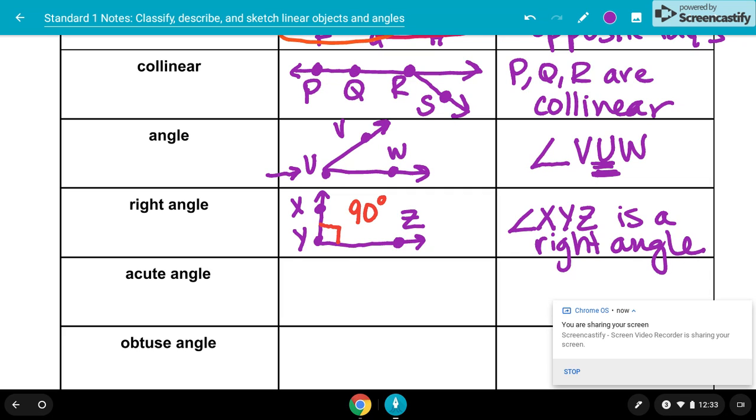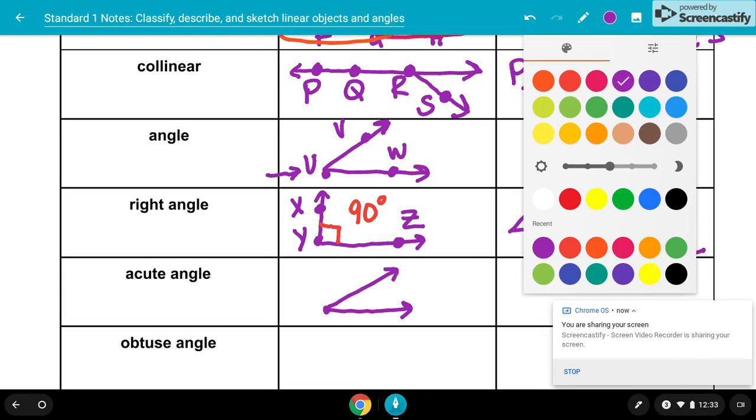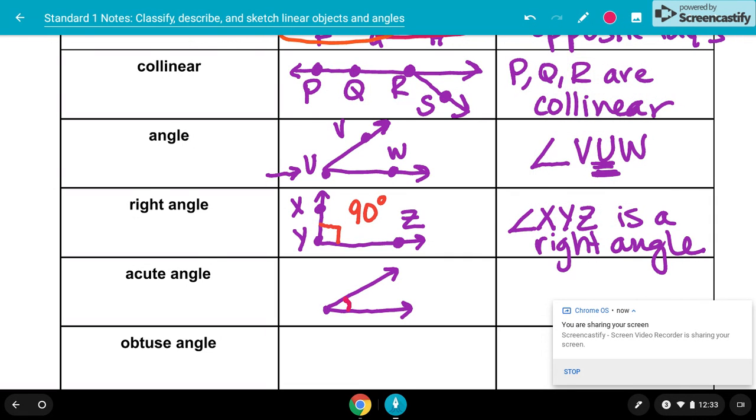An acute angle is an angle that is less than 90 degrees. So this part here is less than 90 degrees. Let's name this D, E, F, and you would say angle DEF.